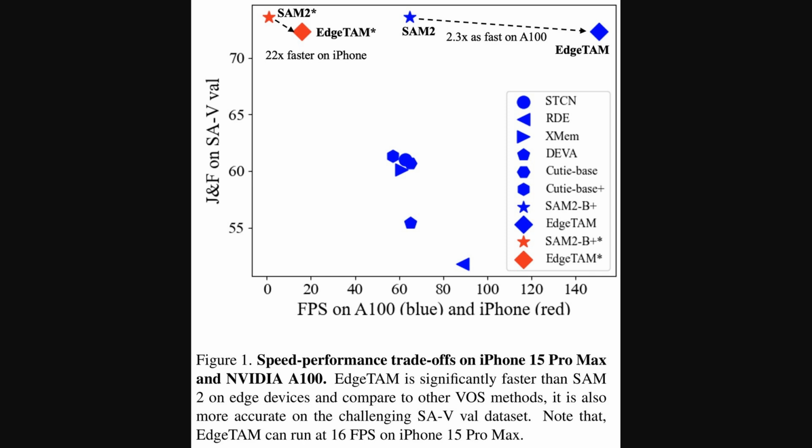The horizontal axis shows frames per second, or FPS, basically how fast the model runs, on both a powerful NVIDIA A100 graphics card in blue and an iPhone in red. We can see EdgeTAM, shown by the diamond shapes, is dramatically faster on the iPhone, 22 times faster than the original Segment Anything Model 2, while keeping a very similar J and F score.